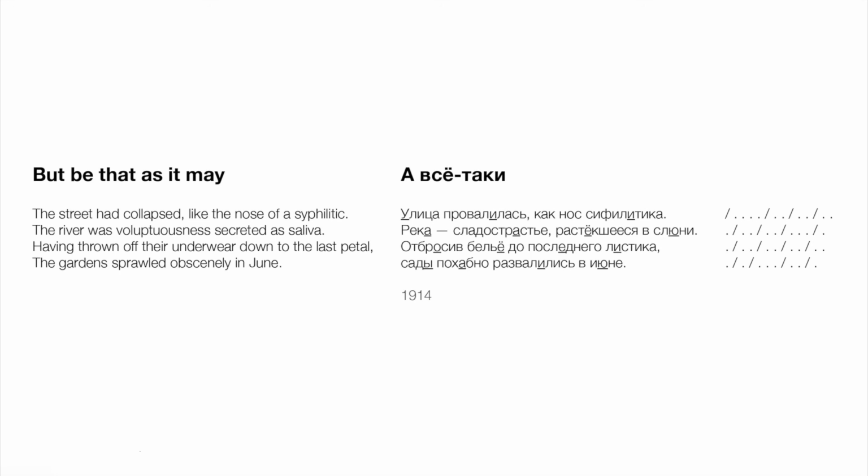And we actually see that right off the bat here. Улица провалилась, right? Улица пра-, right? 4 unstressed syllables right in a row. So that's kind of the most extreme case, and he throws it at us right at the very beginning. Улица провалилась, как нос сифилитика.